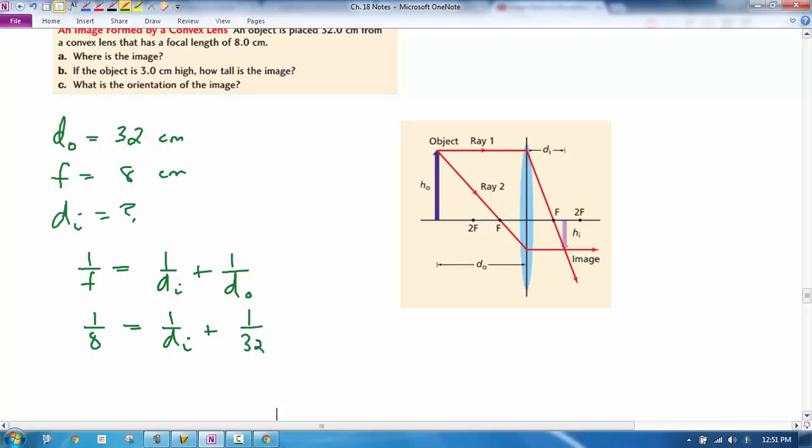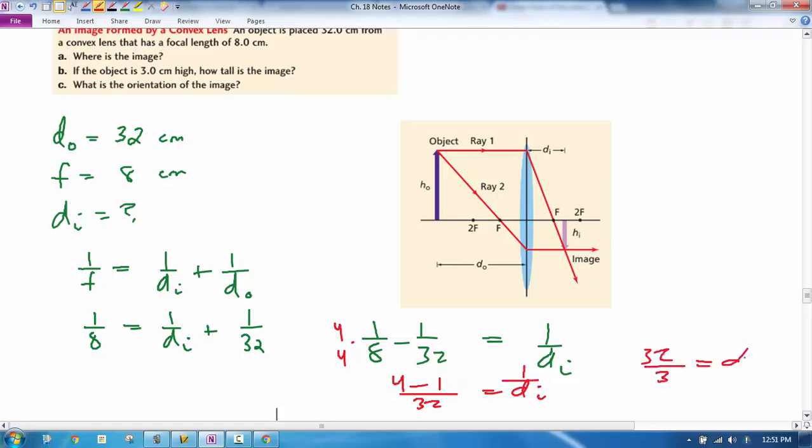Subtract 1 over 32 from both sides, and you get 1 over distance of the image. We can do this one by hand because we can multiply top and bottom of this one by 4 in order to get a common denominator. And then we could say, okay, well that's 3 over 32, so flip it, 32 over 3 equals distance of the image. So the first answer is 32 over 3 centimeters.